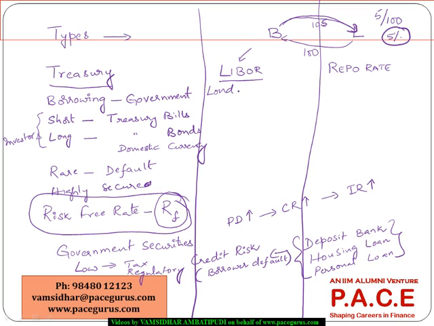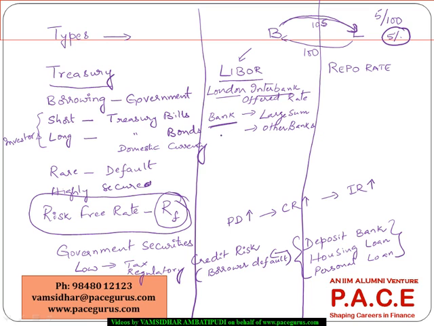LIBOR typically stands for London Interbank Offered Rate. Now the sentence itself is clear, the acronym is clear. London Interbank Offered Rate. So this is the rate at which one bank is prepared to deposit its money, generally a large sum of money, with other banks. So what is the kind of interest rate which a bank is expecting if it really wants to deposit its money with the other banks?